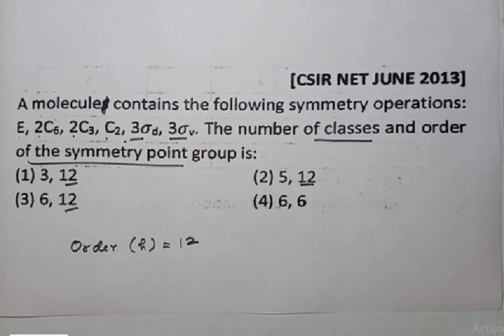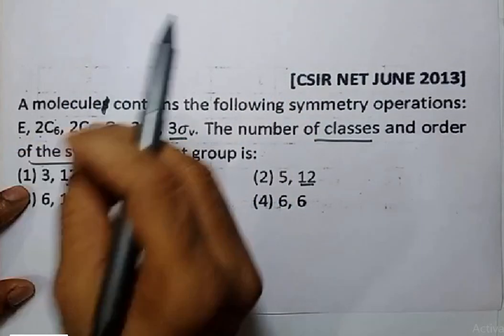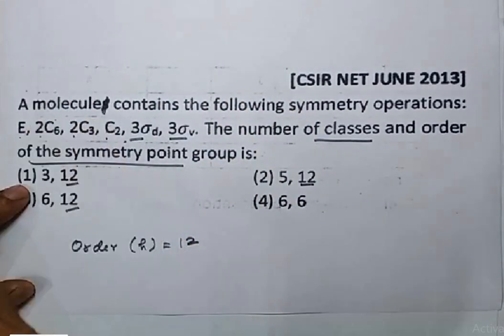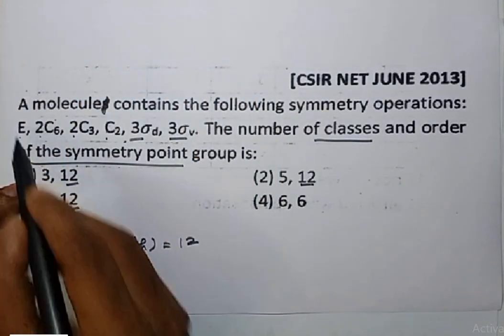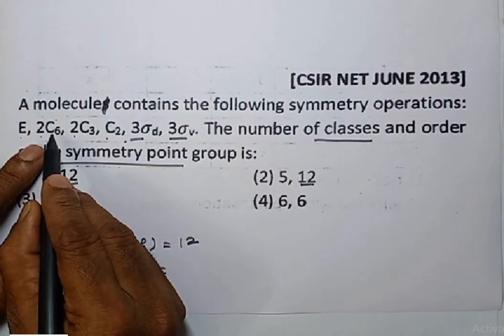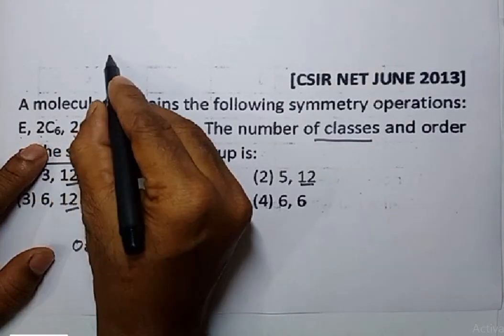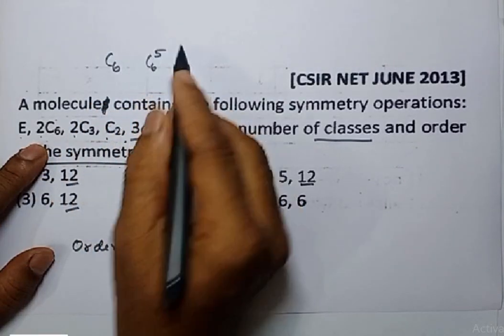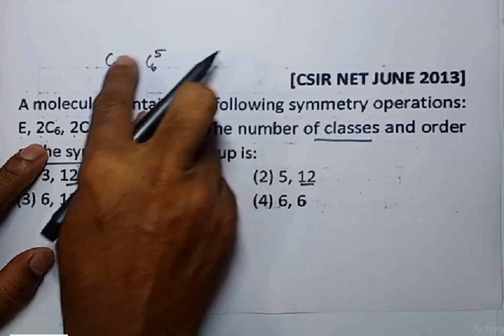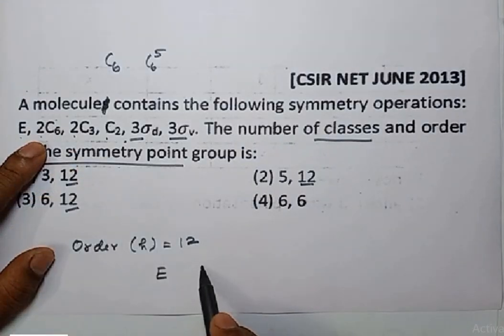Okay, listen carefully. It is given in a systematic, easy manner, directly in classes. So the identity operation forms a separate class. Then C6 and C6 power 5. Remember, C6 and C6 power 5 are distinct operations. They form one class, which is written as 2C6. So 2C6 forms a separate class. This is class 1. This is class 2.